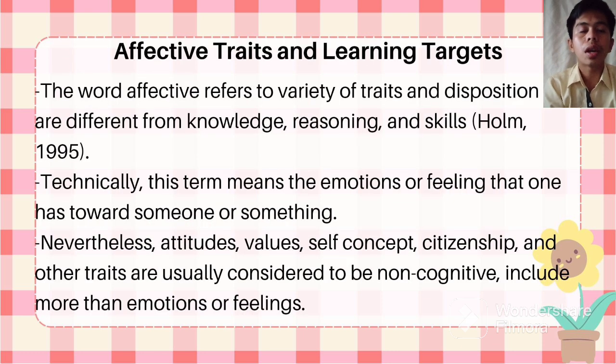Affective traits and learning targets. The word affective refers to a variety of traits and dispositions that are different from knowledge, reasoning, and skills, according to Holm, 1995. Technically, this term means the emotions or feelings that one has toward someone or something. Nevertheless, attitudes, values, self-concept, citizenship, and other traits are usually considered to be non-cognitive and include more than emotions or feelings.